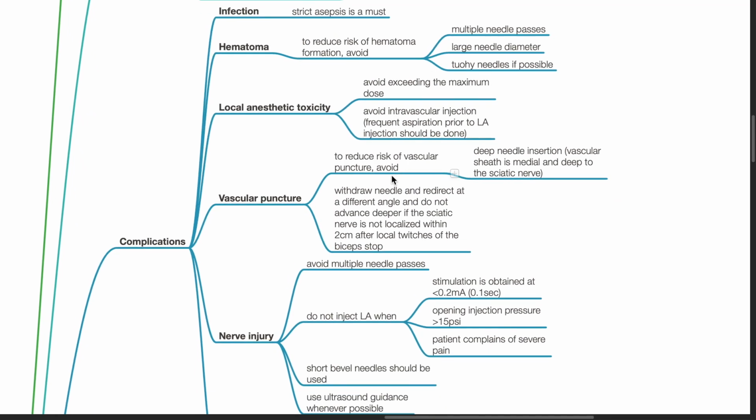Vascular puncture: to reduce risk of vascular puncture, avoid deep needle insertion. The vascular sheath is medial and deep to the sciatic nerve. Withdraw the needle and redirect at a different angle, and do not advance deeper, if the sciatic nerve is not localized within 2 cm after the local twitches of biceps stop.